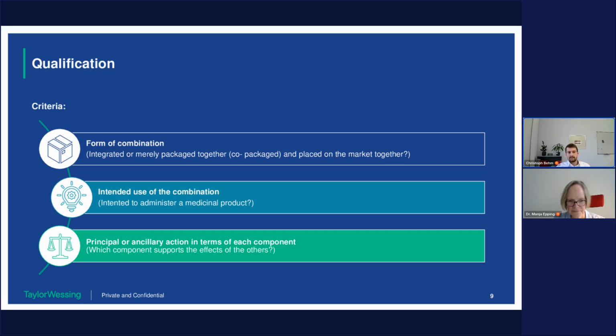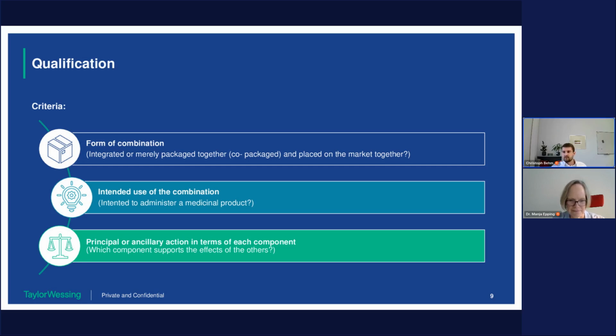And second, the intended use of the combination remains relevant. Is the medicinal product a product that is used to administer the drug, or does the device, on the other hand, only contain the drug for, let's say, other purposes? And the last question, which component supports the effect of the other? Here words like principal action and ancillary action play a pivotal role.